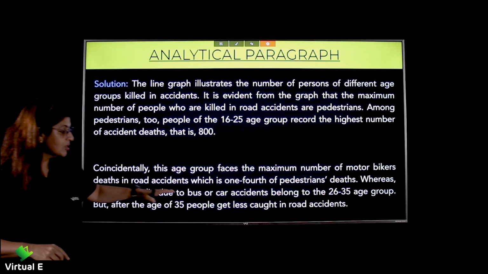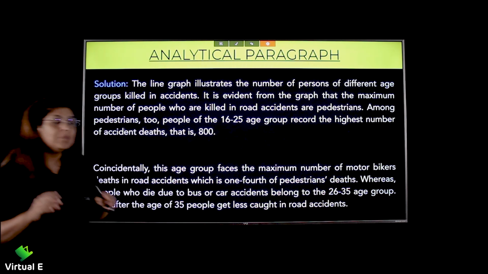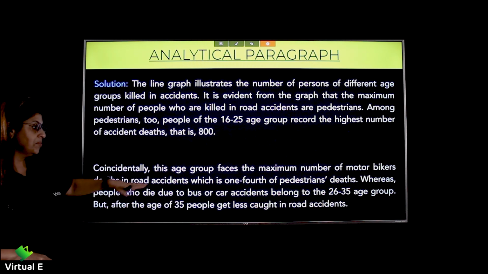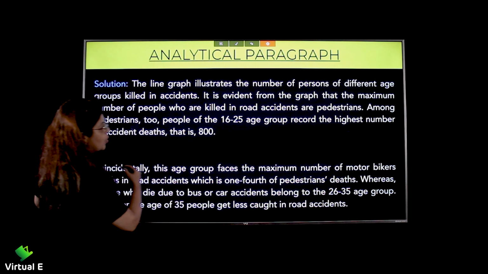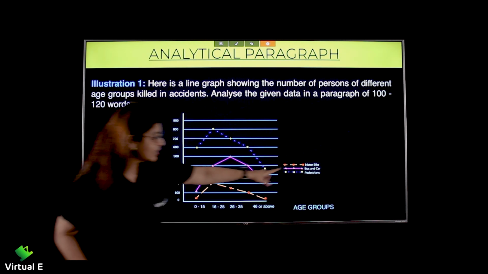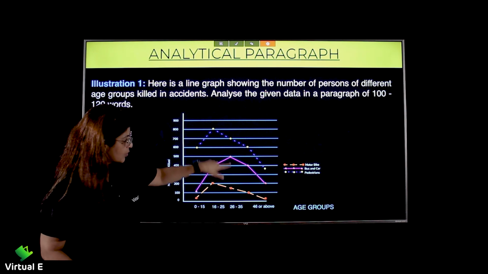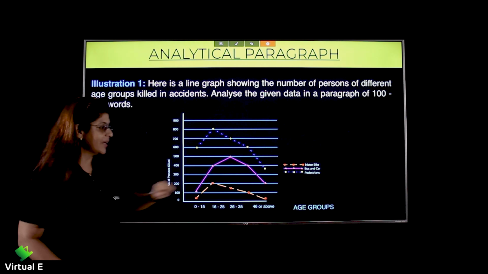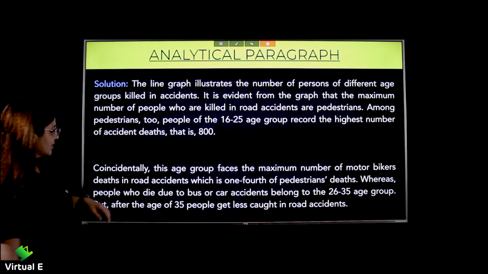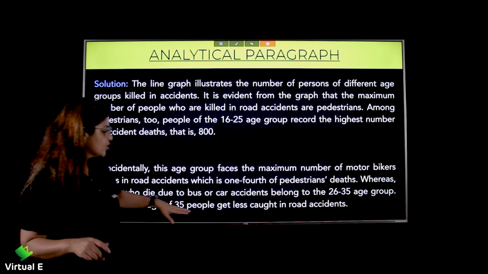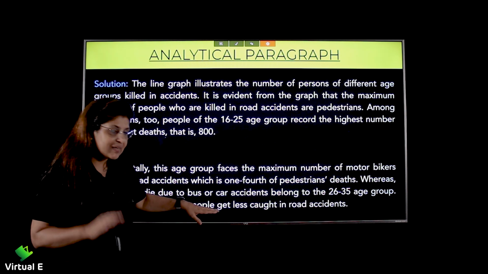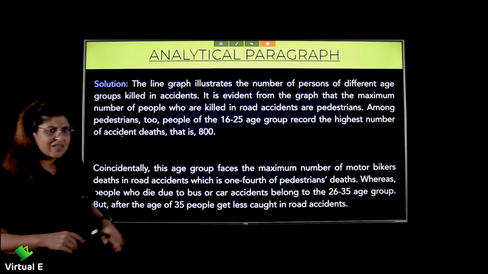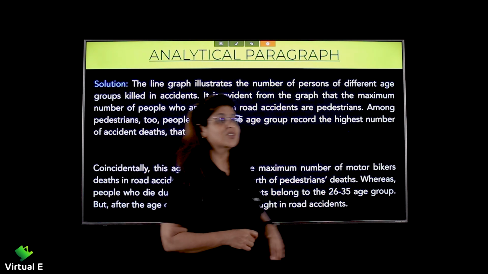So, whereas people who die due to bus or car accidents belong to the 26 to 35 age group. So, here bus and car 26 to 35, go back. See this, bus and car is this, right? Now, this is 26 to 35, that's the maximum, right? So, this is what we are analyzing out of the graph given to us. But after the age group of 35, people get less caught in road accidents. This line tells us something. Why after 35 there are less road accidents?